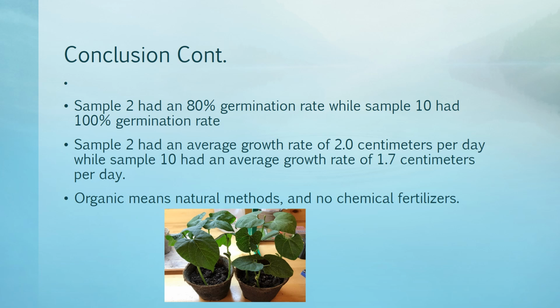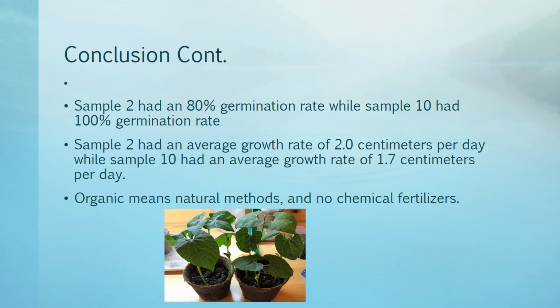Sample 2 had an 80% germination rate, while Sample 10 had a 100% germination rate. And Sample 2 had an average growth rate of 2.0 centimeters per day, while Sample 10 had an average growth rate of 1.7 centimeters per day. These two data are very similar in terms of growth rate and germination rate, but the difference is that one is organic and one was store-bought.